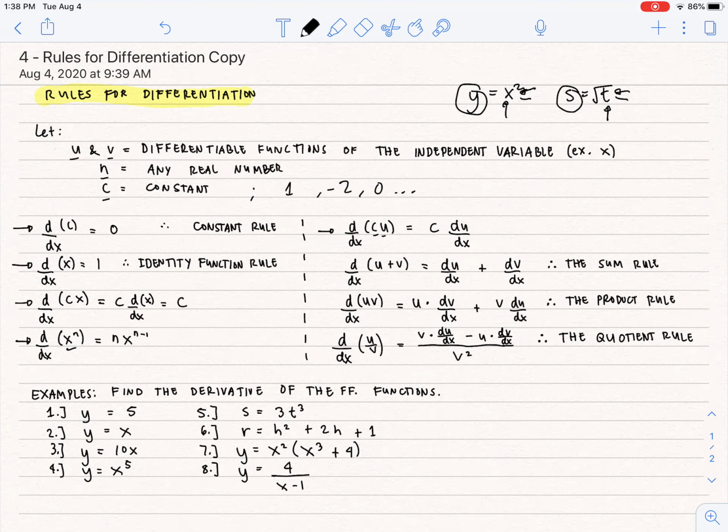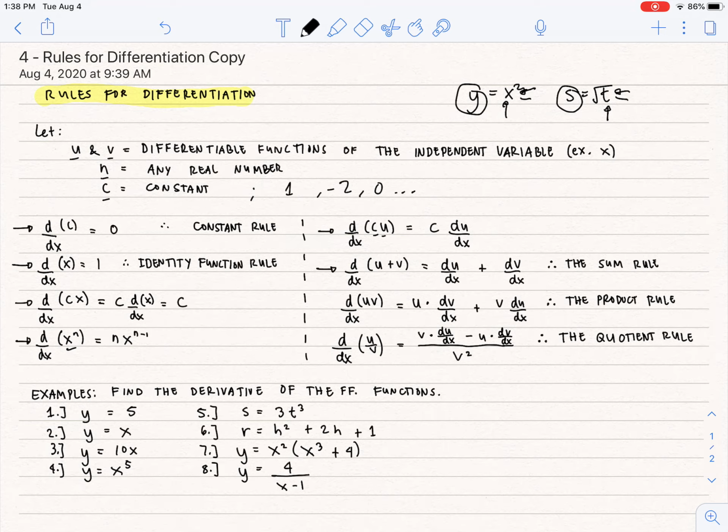Okay? So next, the derivative of u plus v with respect to x is equal to du over dx, or the derivative of u with respect to x plus the derivative of v with respect to x. So it is like we distribute the d over dx there. That is the concept. Then this is called the sum rule.